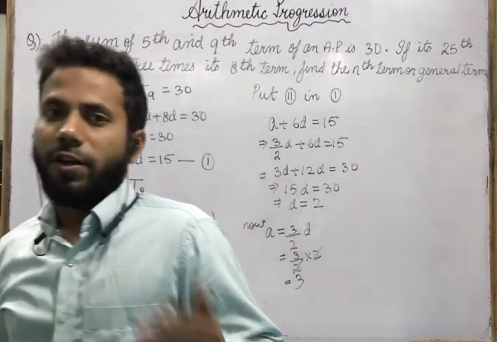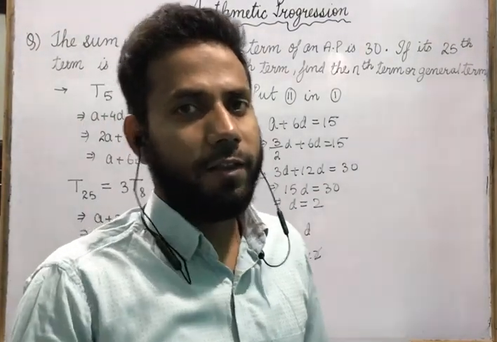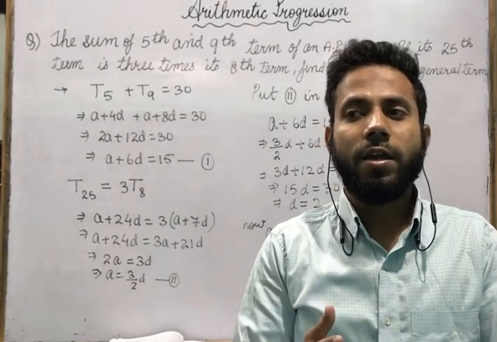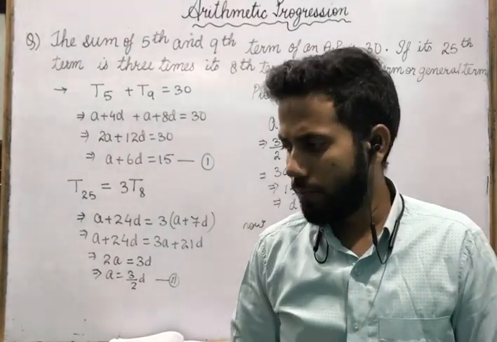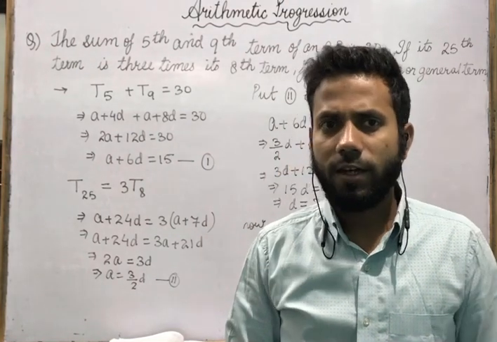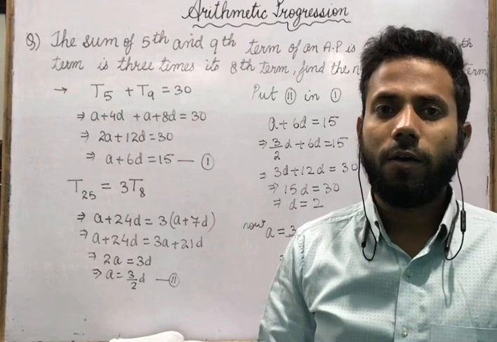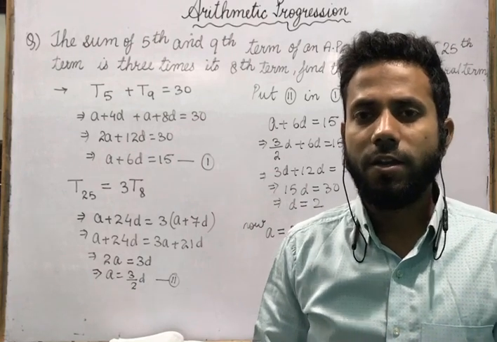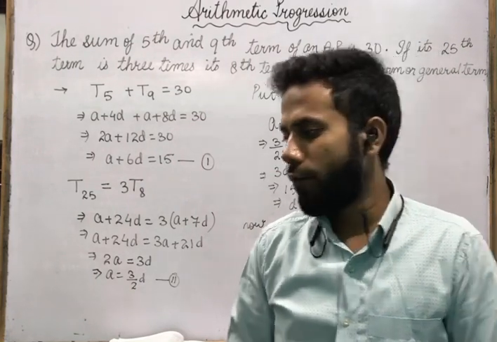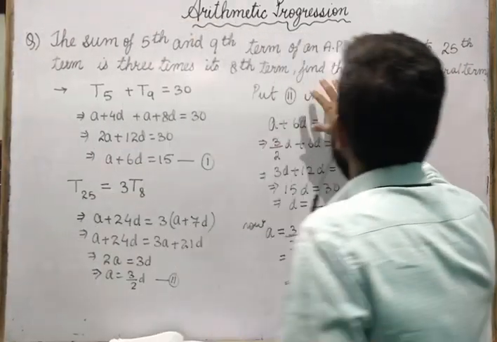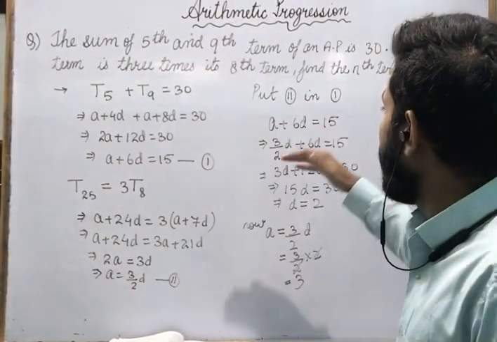So what we would have done is, everyone knows how to find the nth term or the general term. How will you find it? Just put the value of a and d in the formula of Tn. Yes or no? Nth term कैसे निकालते? You just find the value of a and d and put it in the general formula. Yes or no? This is how you do it.